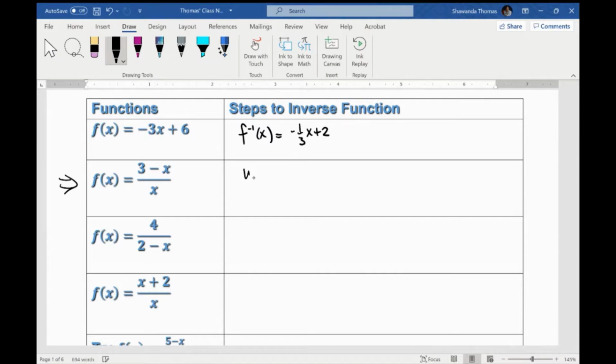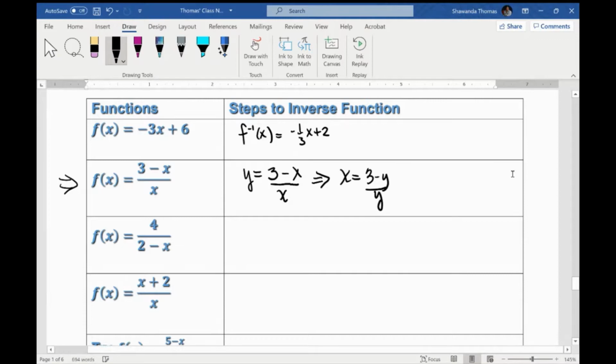Y equals 3 minus x over x. All right, next, what's the next step? Change the places of y and x. All right, so it'd be x equals what? 3 minus y over y. Correct. Now the issue here is we have 2 y's, so that's a problem. But what we need to probably do first is get rid of this fraction.